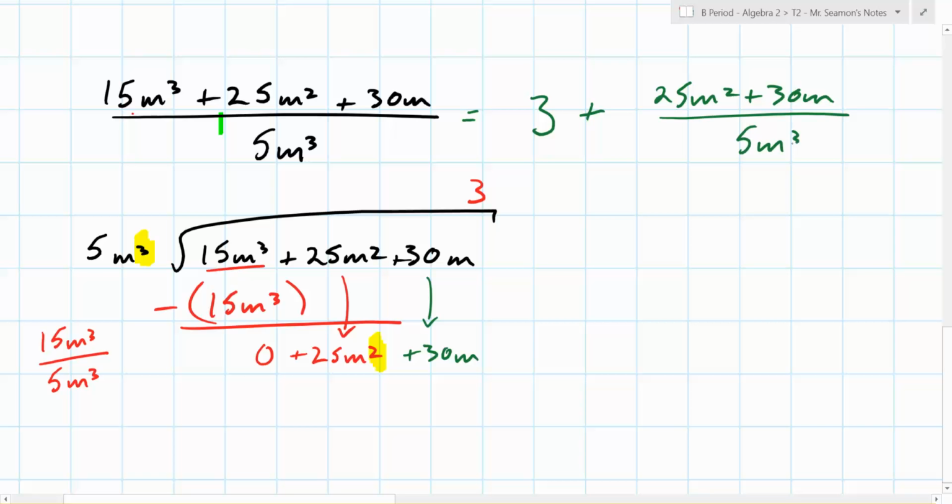5m to the third. 5m to the third. The 3 is there by itself, and then it's the remainder. Oh, that you put over. Remember, we did that a bunch last class? Wait, so that's... Okay, hold on.